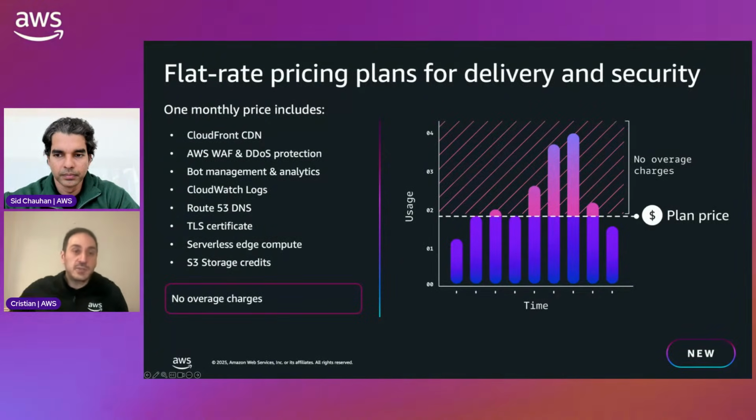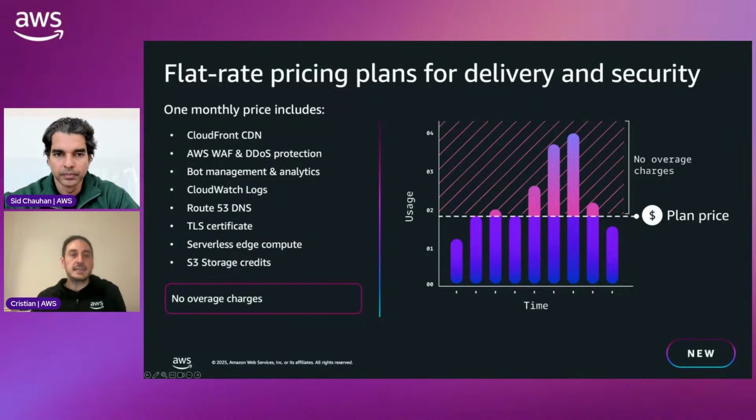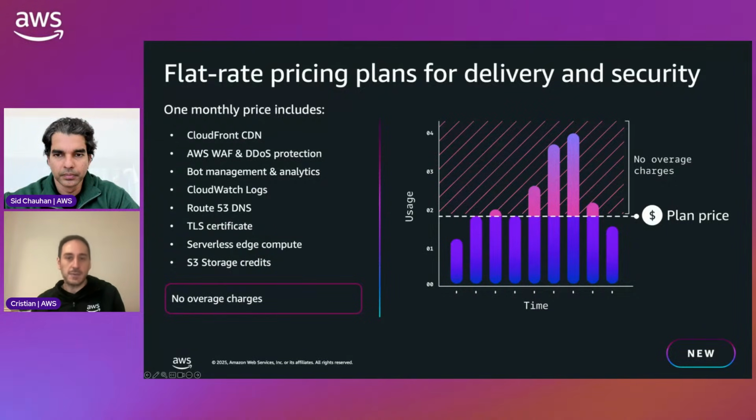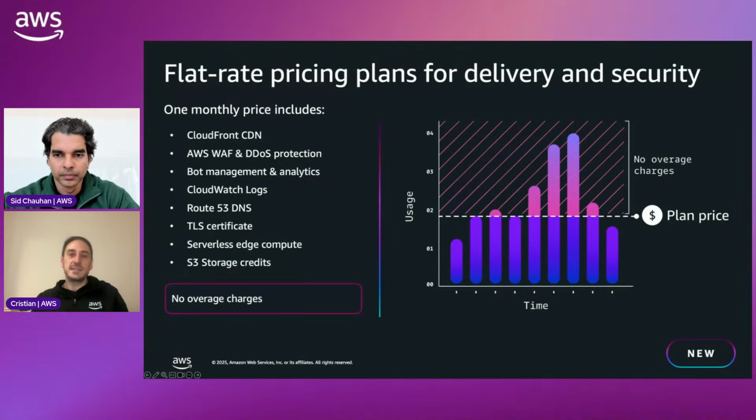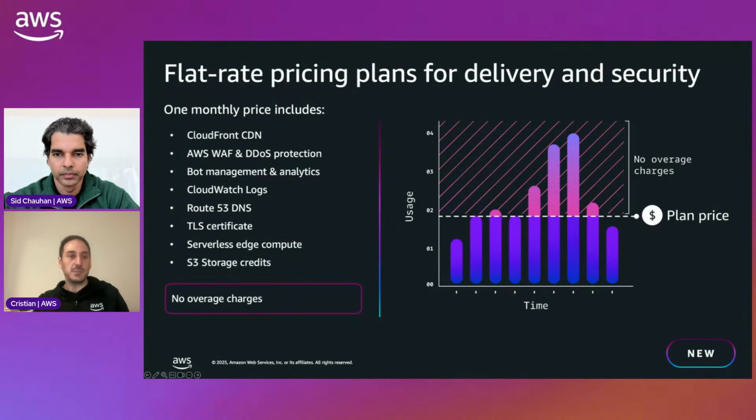So to address these two challenges, what we did is back in November, just before re:Invent, we announced flat rate pricing plans. What these are is we took the different features and services most customers need to deliver and secure web apps on AWS, and we effectively combined them all into one single monthly price. So you pay one single monthly price, and you're going to get these different pricing plans that include CloudFront CDN to actually deliver the content and serve it.